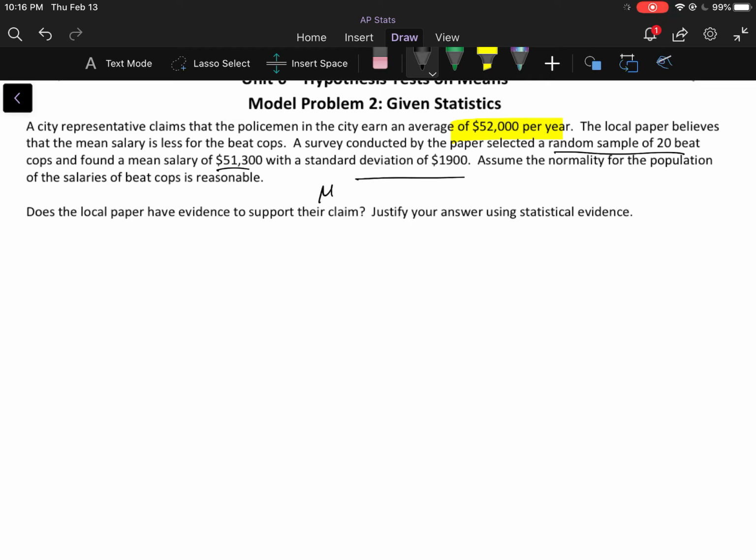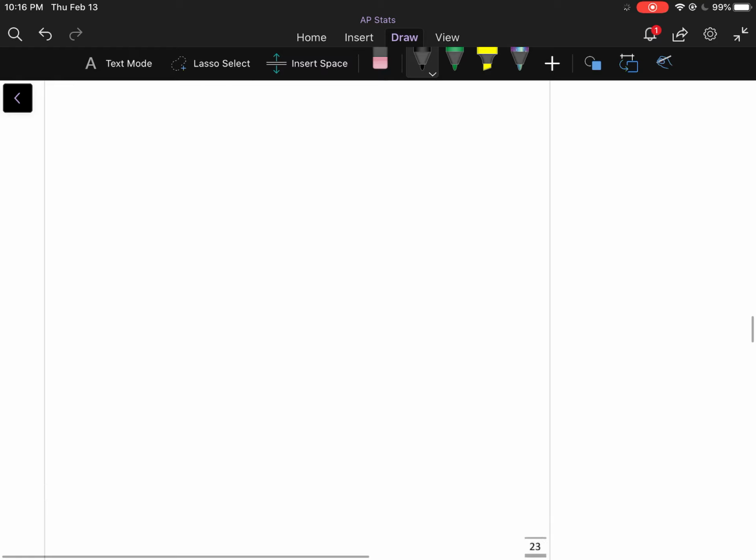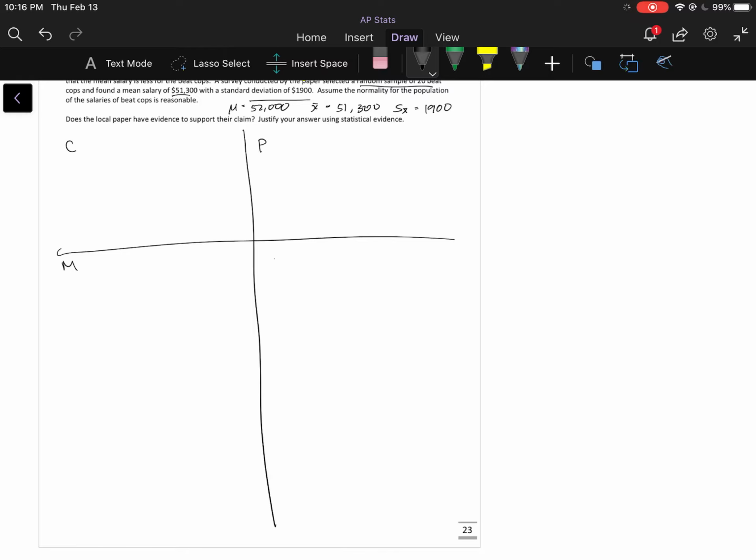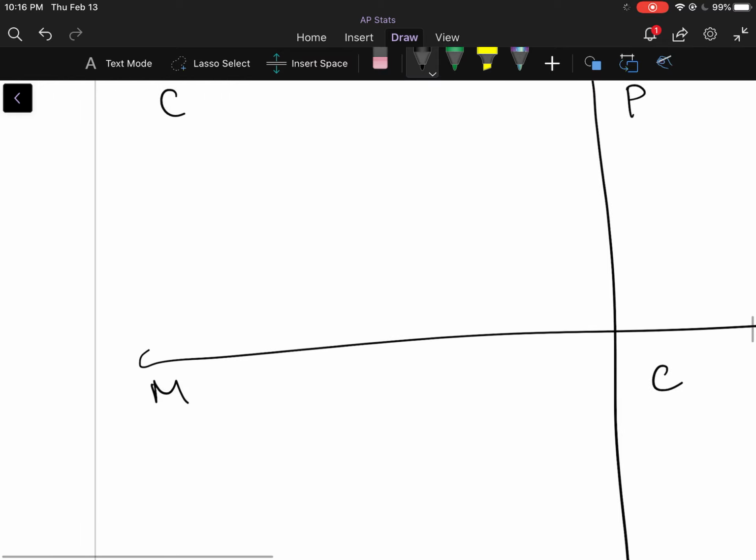So we know that mu is equal to 52,000. I know that x bar is equal to 51,300, and I know that s is equal to 1,900. So again, I'm going to create my 4 boxes on paper and name my conditions, my parameters, my math, and my conclusion. Okay? Starting with my conditions.